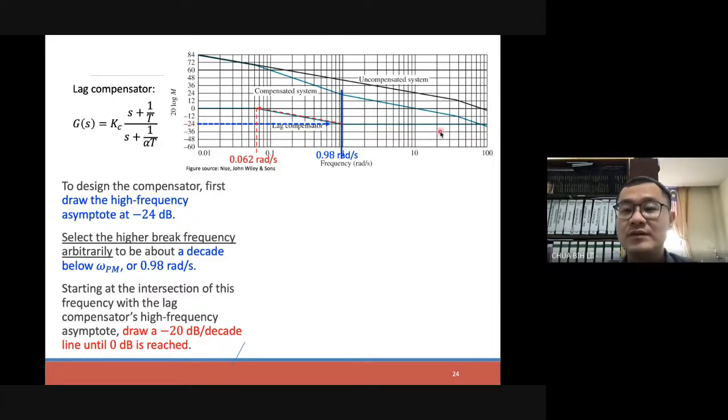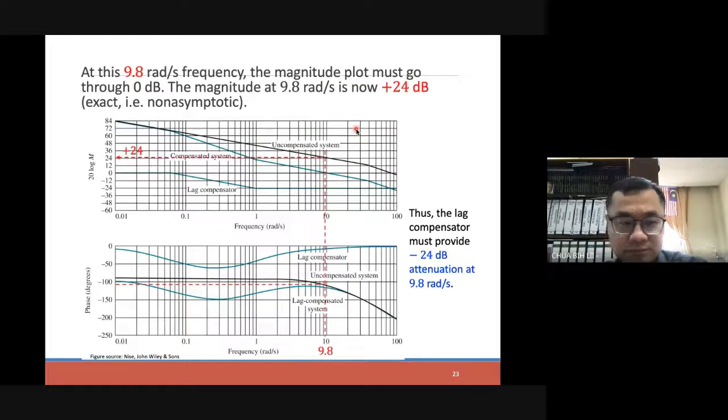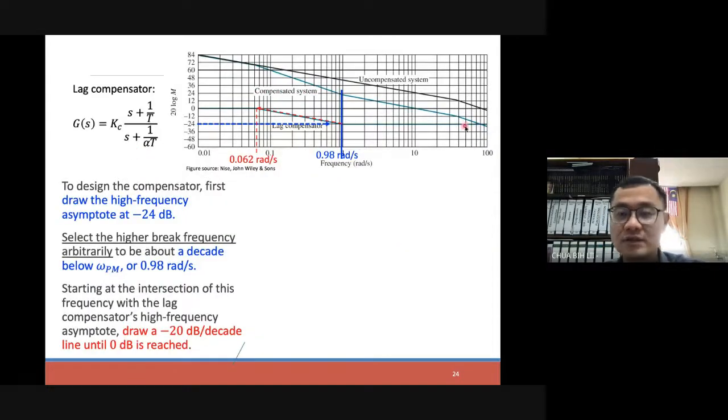So this 24, we draw a straight line at minus 24 that we intend to reduce. Draw a minus 20 dB per decade line until it reaches 0, and then draw this one. So this is our designed lag compensator.